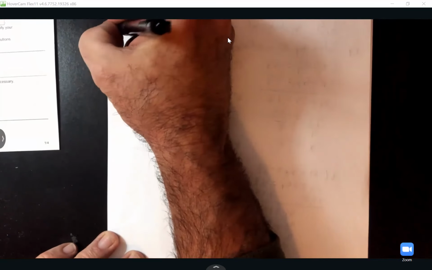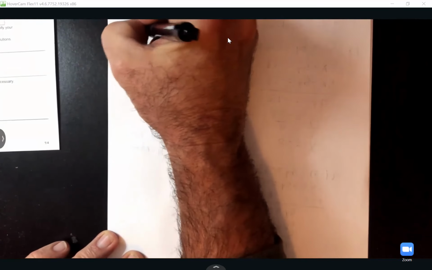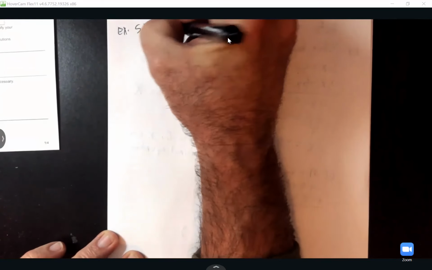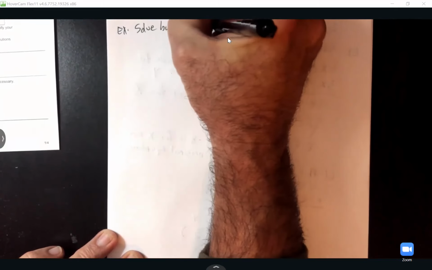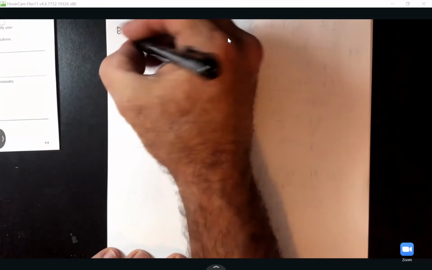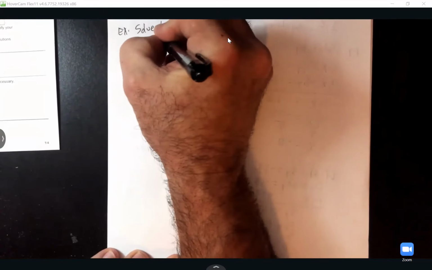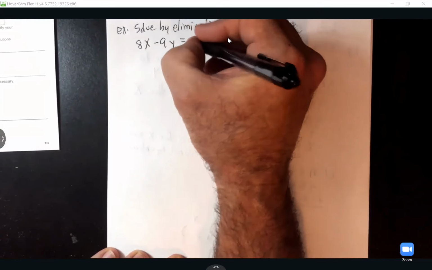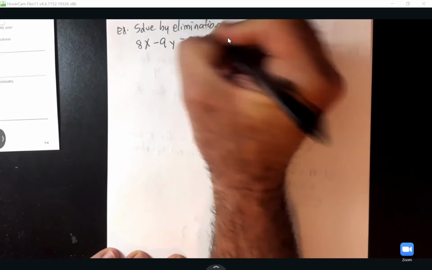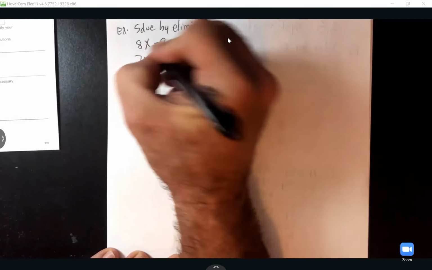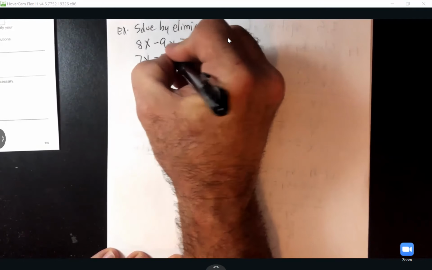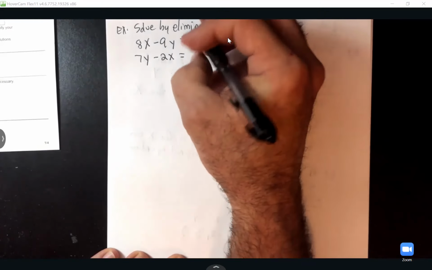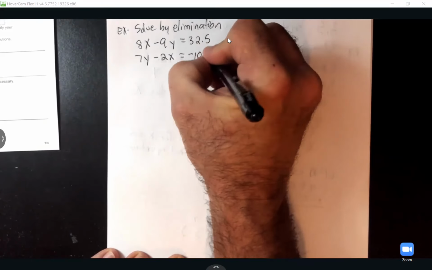So same thing here. This one's going to say solve by elimination. But I'm probably not going to give you something like that 5y and negative 5y on this one, okay? So we got 8x minus 9y equals 32.5. This one has 7y minus 2x equals a negative 10.5.